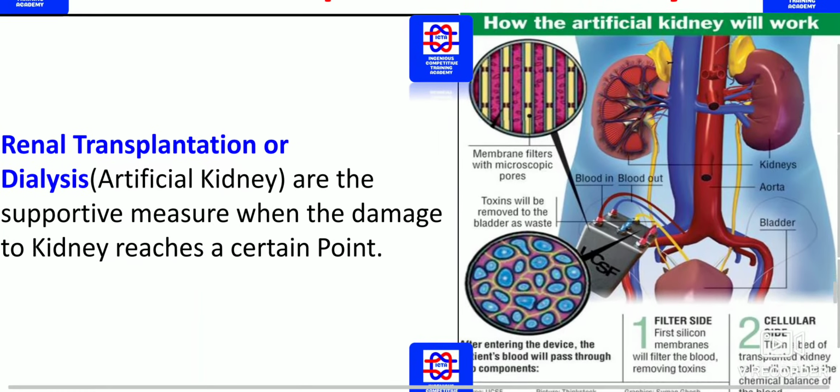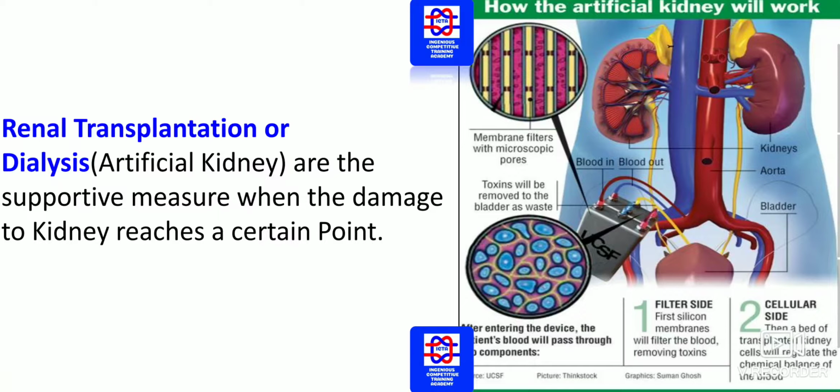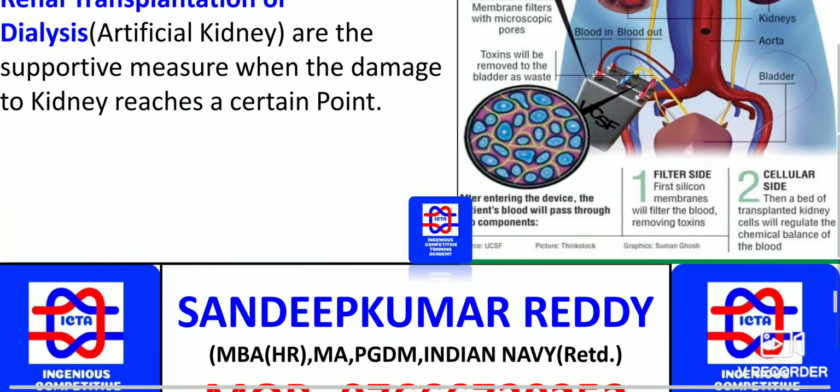Next we have renal transplantation, also known as dialysis. When there is a malfunction in your kidney's function, you will have to replace it, that is renal transplantation or dialysis, the artificial kidney. As you can see how it looks, it has to be placed over. These are supportive measures when the damage to the kidney reaches a certain point. If your kidney is fully non-operational and the damage is severe, then you have to do renal transplantation or dialysis.